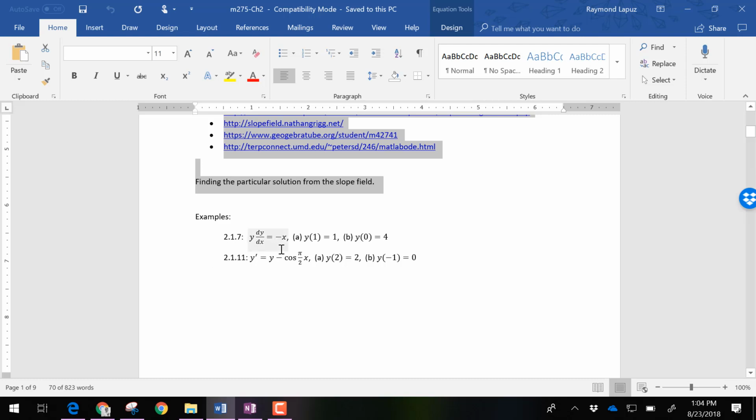We need another example. Ali brought up the implicit solution. So this is an example of an implicit solution slope field.